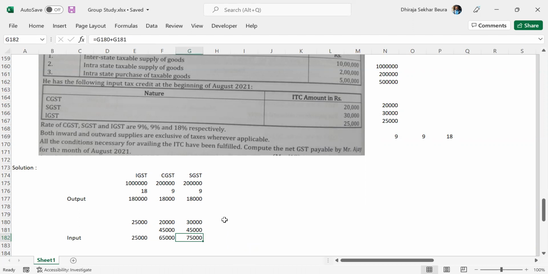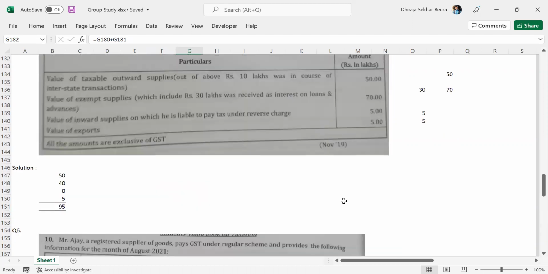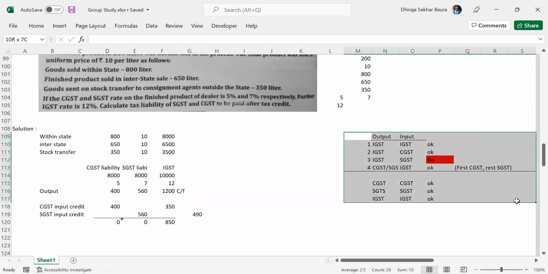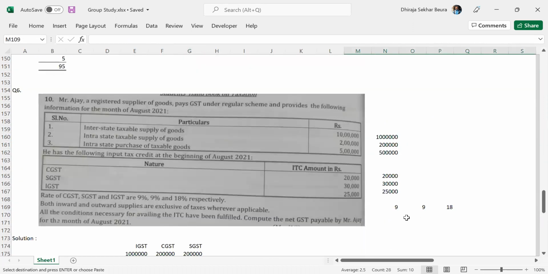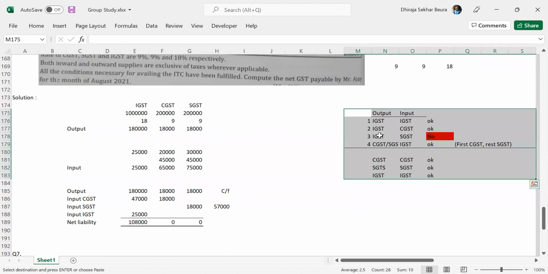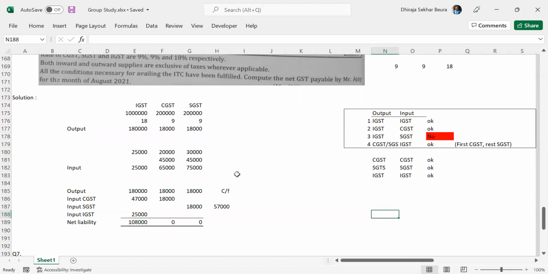Now the question comes into picture, which one to adjust with which one. So our logic, if you remember that chart, comes into picture. One second, let me just copy paste that here. So first of all, if we have CGST, CGST, let's adjust that. SGST, SGST, adjust that. IGST, IGST, let's adjust that. So if you look at it, we have CGST liability of 18,000 and CGST credit of 65,000. So obviously 18,000 first of all is adjusted against that. Clear, right?